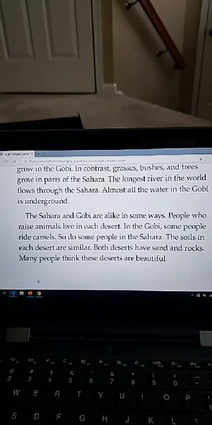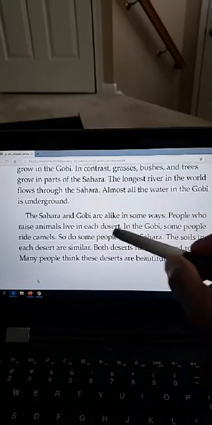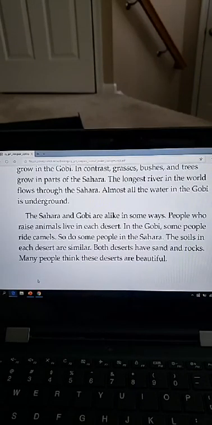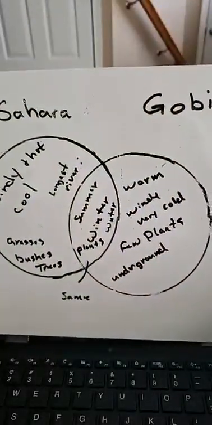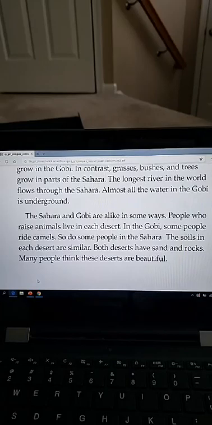So as we read this last paragraph, it said the Sahara and the Gobi are alike in many ways. When we see the word alike, students, are we comparing or contrasting? You can send your quick responses. When we see the word alike, are we comparing and contrasting using our Venn diagram? You can just type in the word compare or type in the word contrast.